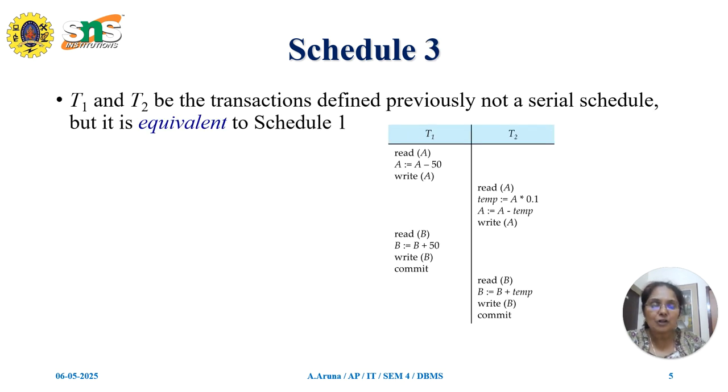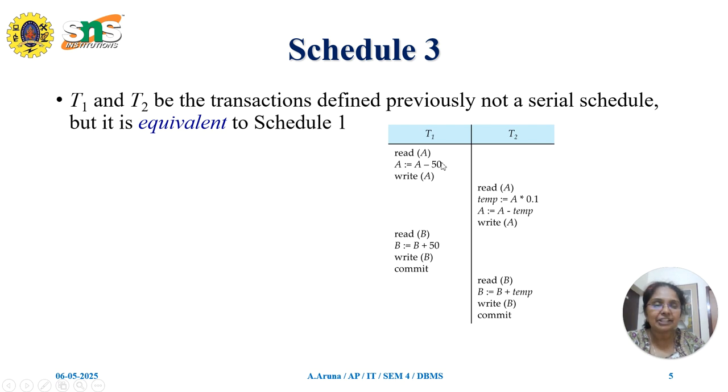The second type is the non-serial schedule. In this case, transaction 1 is partially executed and leaves the resource for another transaction. This type of schedule is a partial execution of instructions, that is, a partial schedule. If it is committed, the payment is successful. It is called a non-serial schedule.